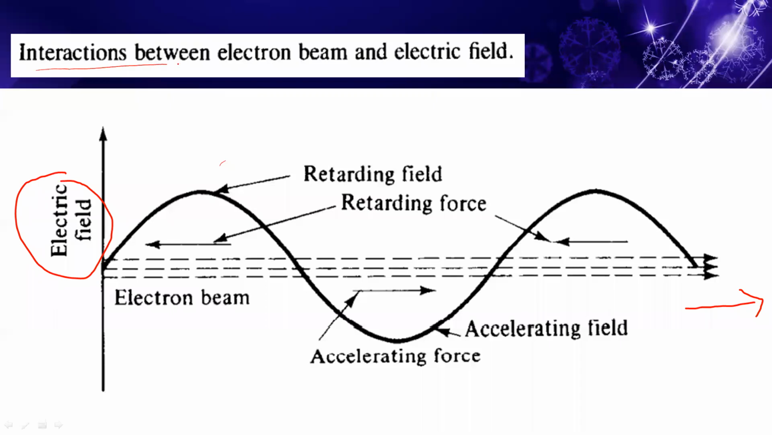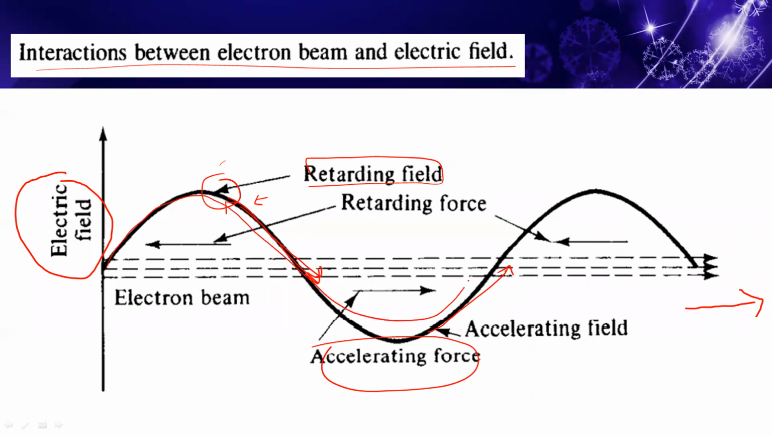Here is the interaction of the electron beam and the electrical field. Observe here, we have some retarded field. This is called the retarding field. When the electrons enter this retarding field, all electrons get decelerated. Similarly, when electrons enter this accelerating field, all electrons get accelerated. So acceleration and deceleration fields are applied by this electrical field with respect to the electron beam position.